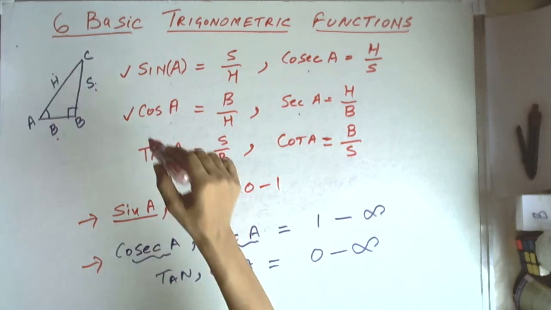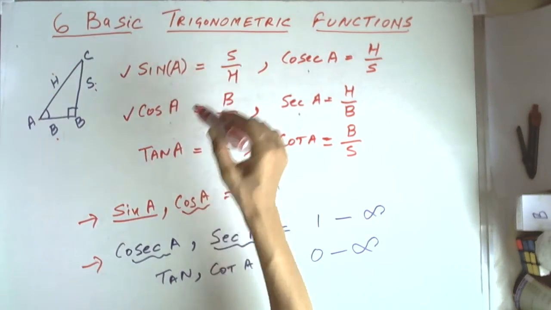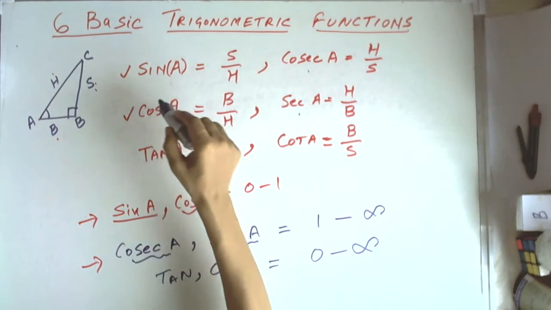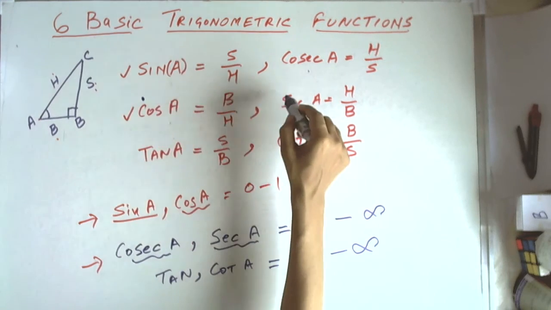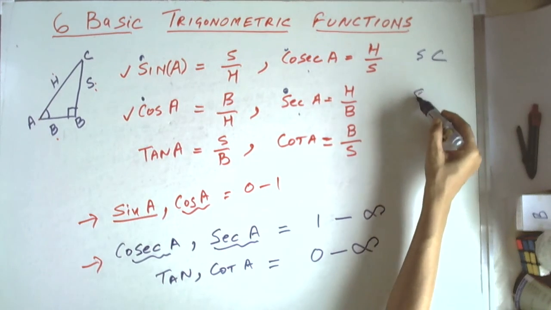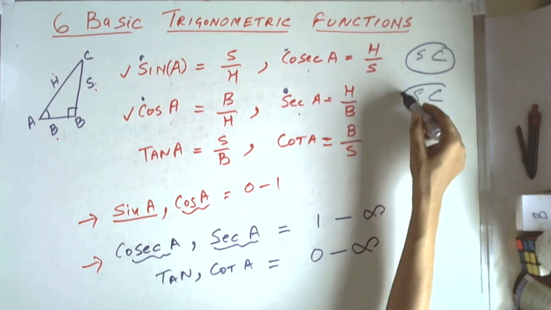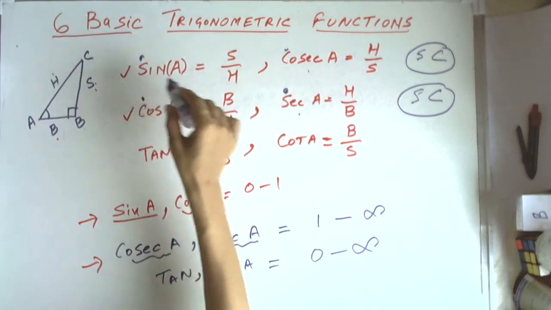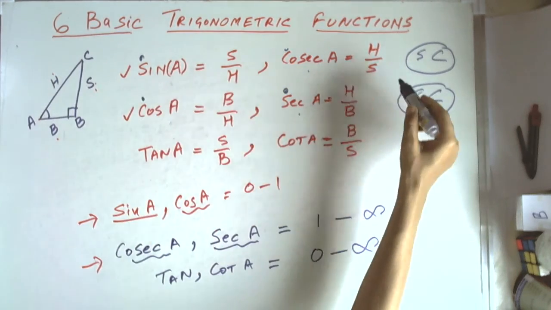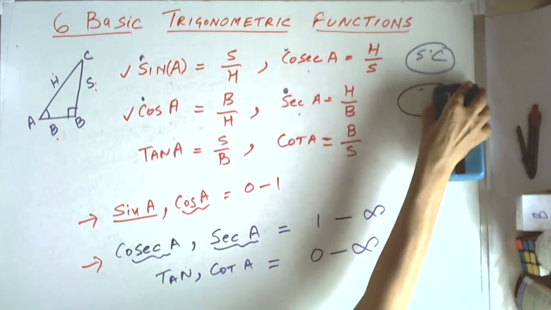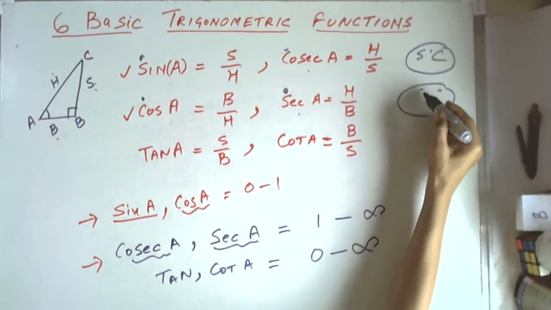Also remember that the reciprocal of sine is cosec, and the reciprocal of cos is sec. So remember this terminology: the reciprocal always has the combination S and C. Many times children confuse sine with sec. So it is never sine with sec; the reciprocal is always the combination of S and C, the other way around.